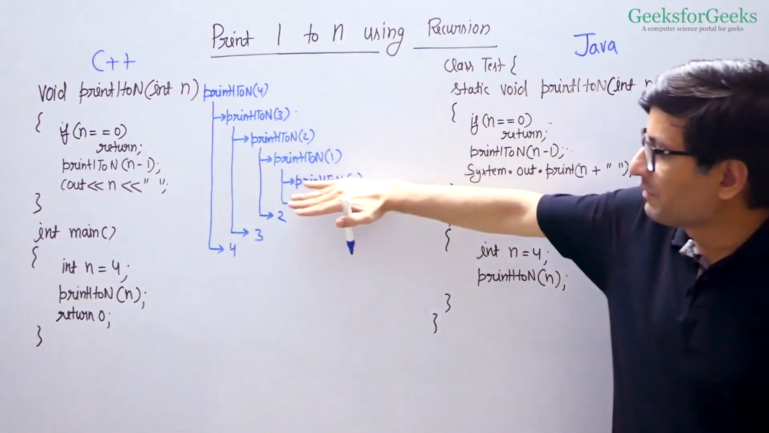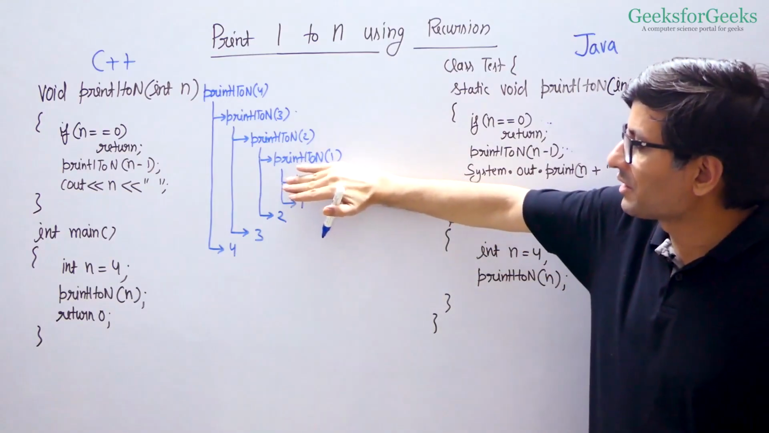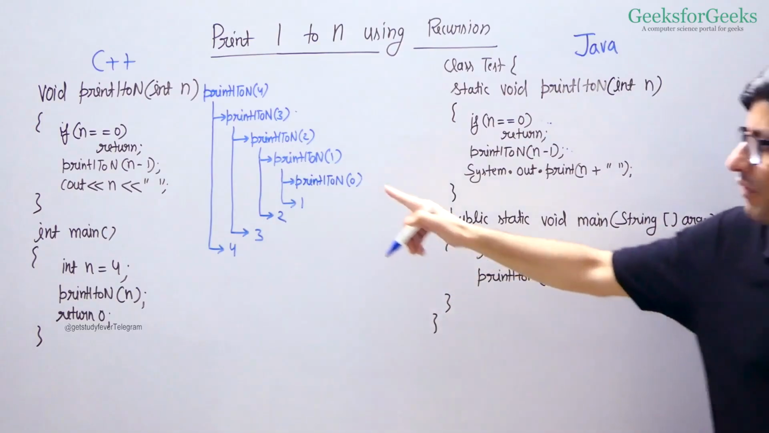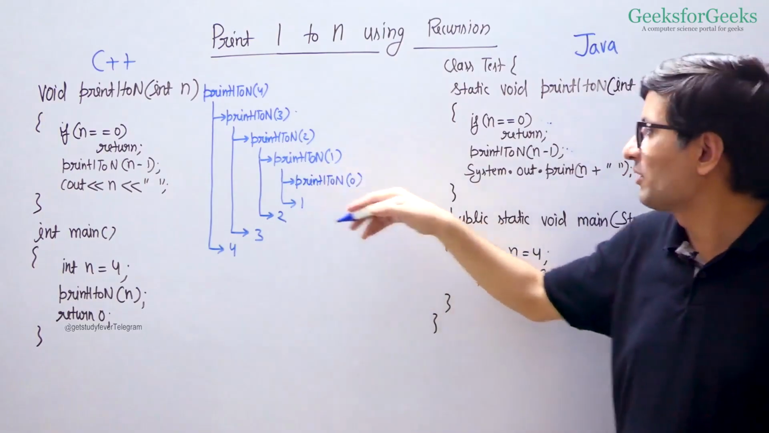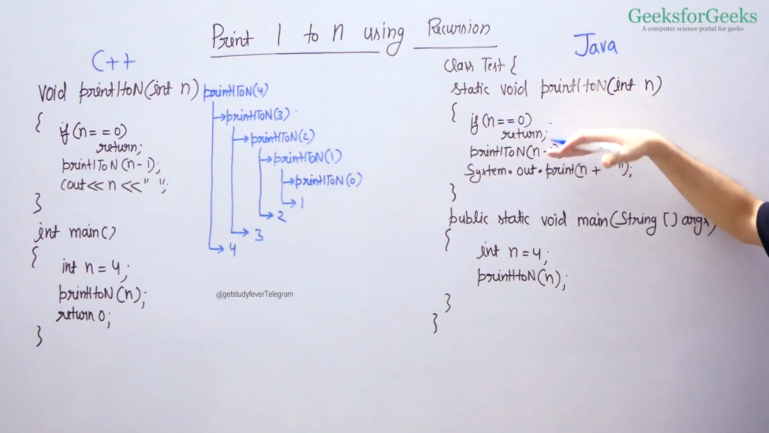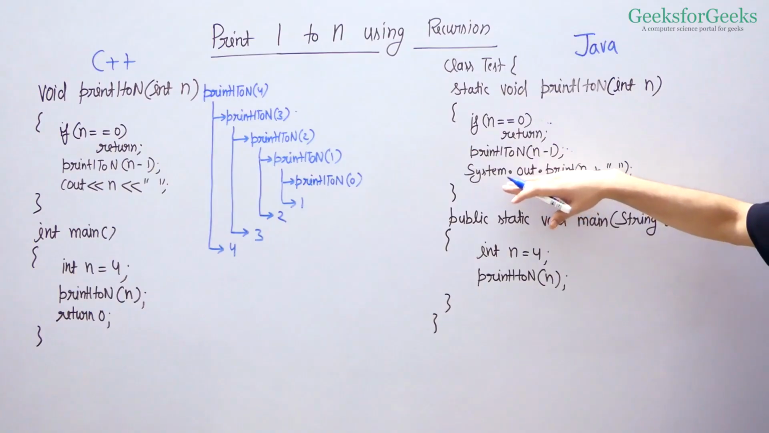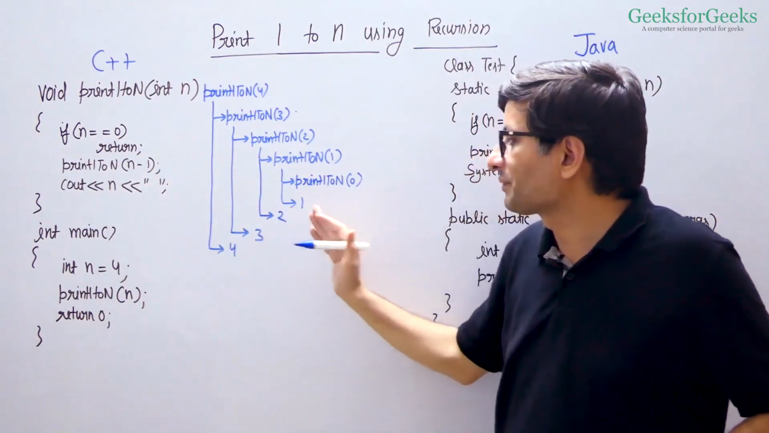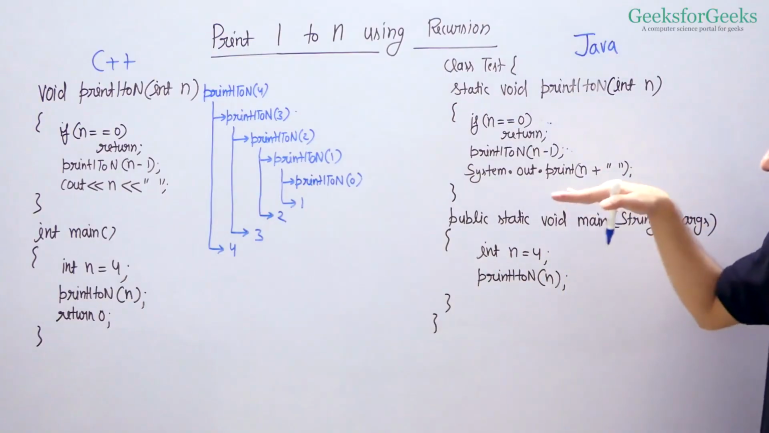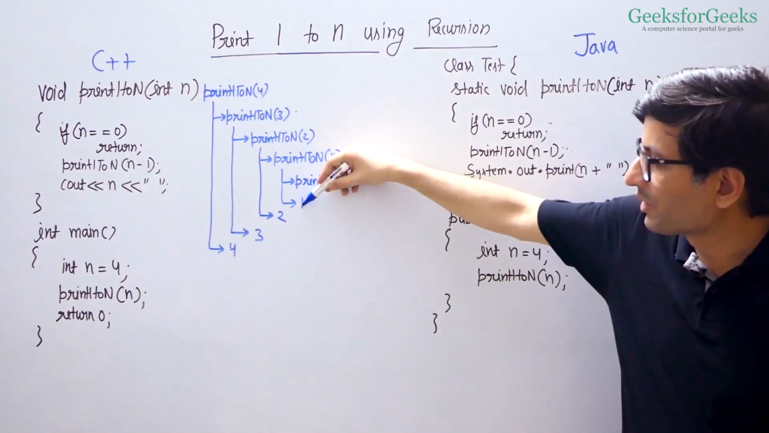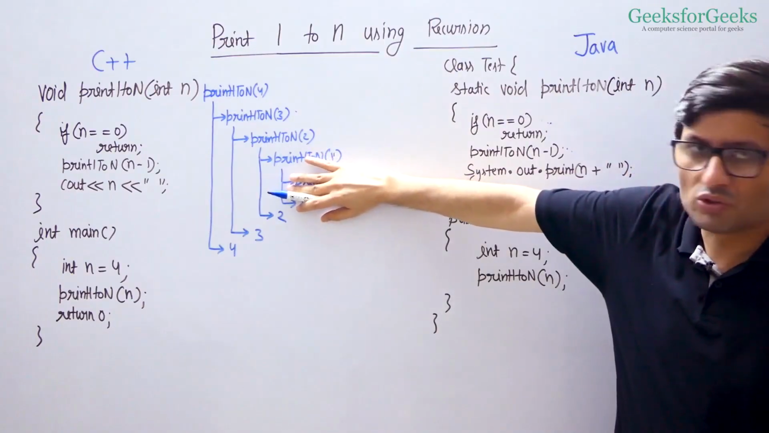And then when print 1 to n 0 is done with its execution, print 1 to n for 1 gets the control back. The 1 parameter call was waiting for 0 to finish, so it resumes its execution, comes here or here in C++, it prints 1. And this is the last thing that this recursive call does, right? It called for 0, then printed 1. Now this function call is also over.